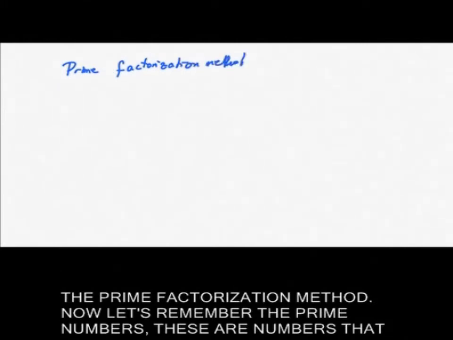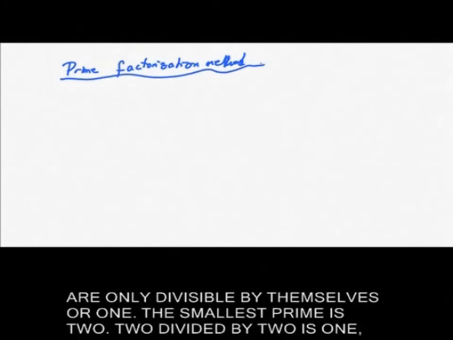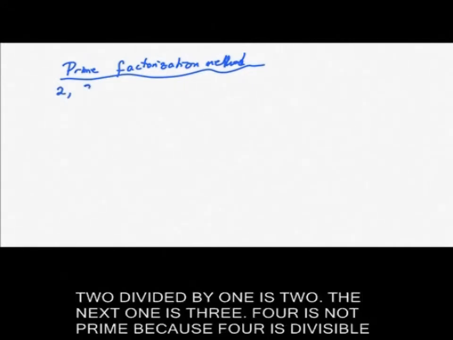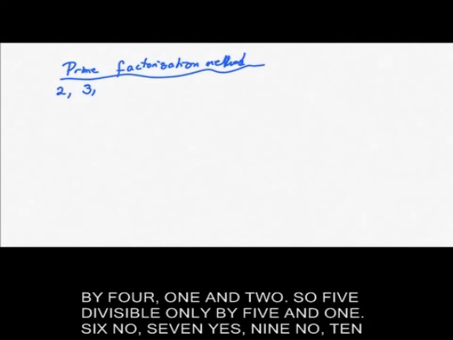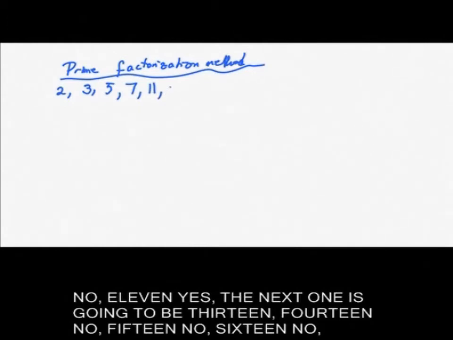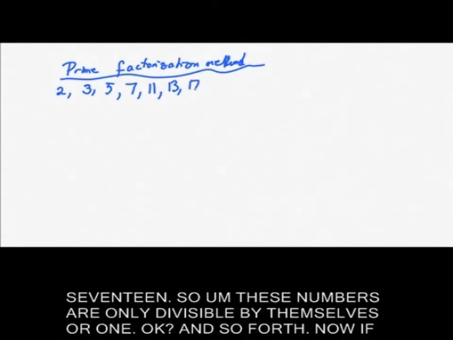Now, let's remember the prime numbers. These are numbers that are only divisible by themselves or 1. The smallest prime is 2. 2 divided by 2 is 1. 2 divided by 1 is 2. The next one is 3. 4 is not prime because 4 is divisible by 4, 1, and 2. So 5 is divisible only by 5 and 1. 6 no. 7 yes. 9 no. 10 no. 11 yes. The next one is going to be 13, 14 no, 15 no, 16 no, 17. So these numbers are only divisible by themselves or 1.